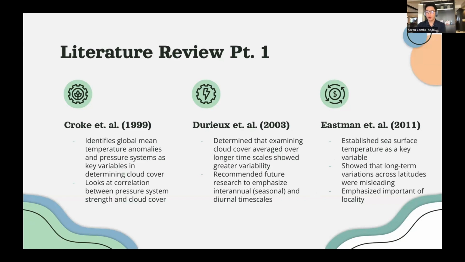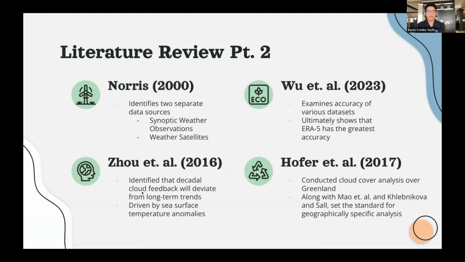Eastman et al. drove home the point that it was critical to look back at changes in localized regions, rather than at a global or intercontinental level. Hofer et al., Mao et al., Pletnikova, and Saul would all then set the standard for this specific geographical analysis. As you can see here, we have Zhou et al., Hofer et al.